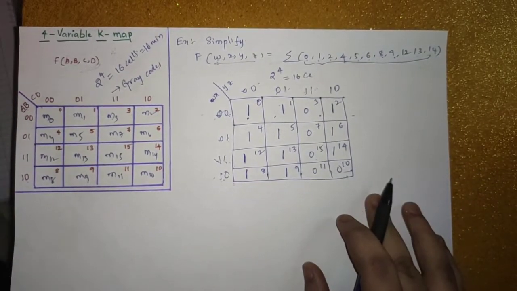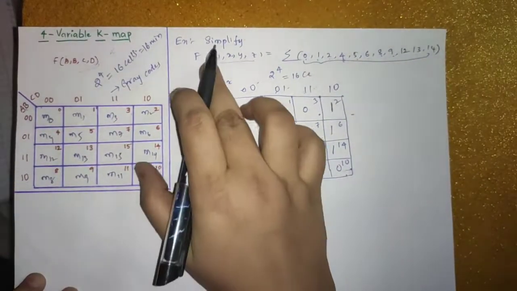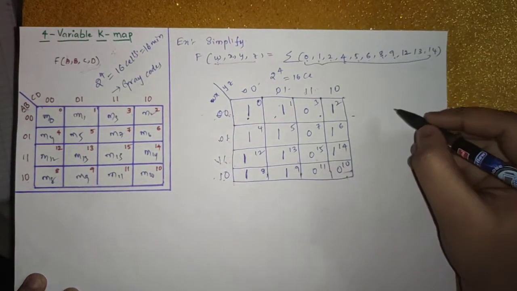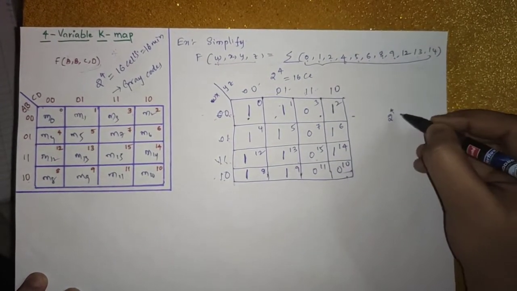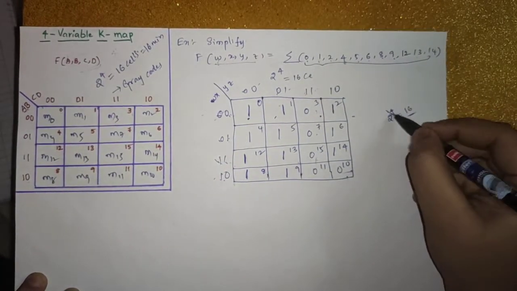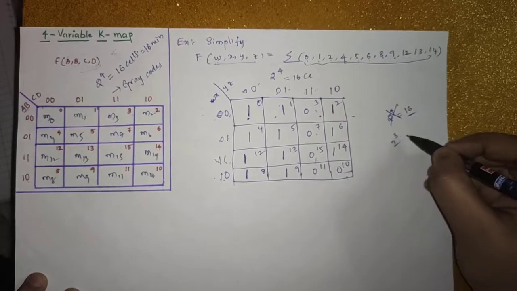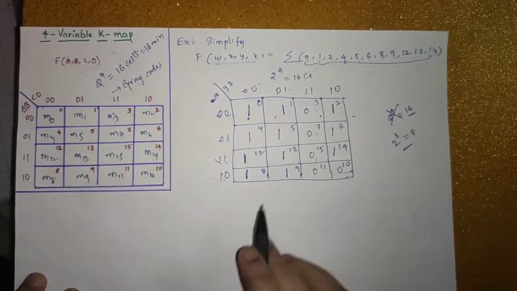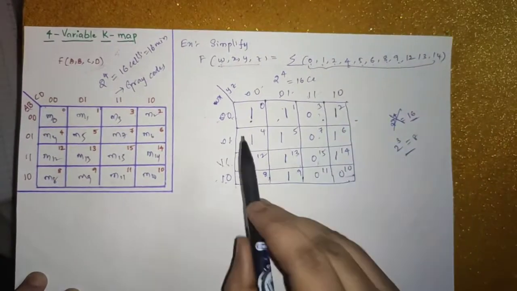Now we go for the pairing. Here we have 4 variables, so the largest possible grouping would be 16 ones, but we have zeros here, so this is not possible. Next is 2 power 3, which is 8. Whether 8 pairings are possible or not, let's see here.